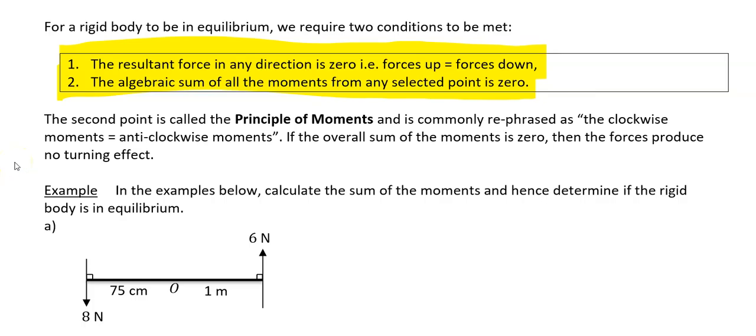Okay, notice the next wee bit says the second point is called the principle of moments, and is commonly rephrased as the clockwise moment equals the anti-clockwise moment. Okay, and that's basically it. So the overall clockwise moment equals the overall anti-clockwise, and overall that means there will be no turning effect. Okay, going to look at a couple of examples here. 1, 2, 3, 4 examples, and then we have another couple of more special examples after that.